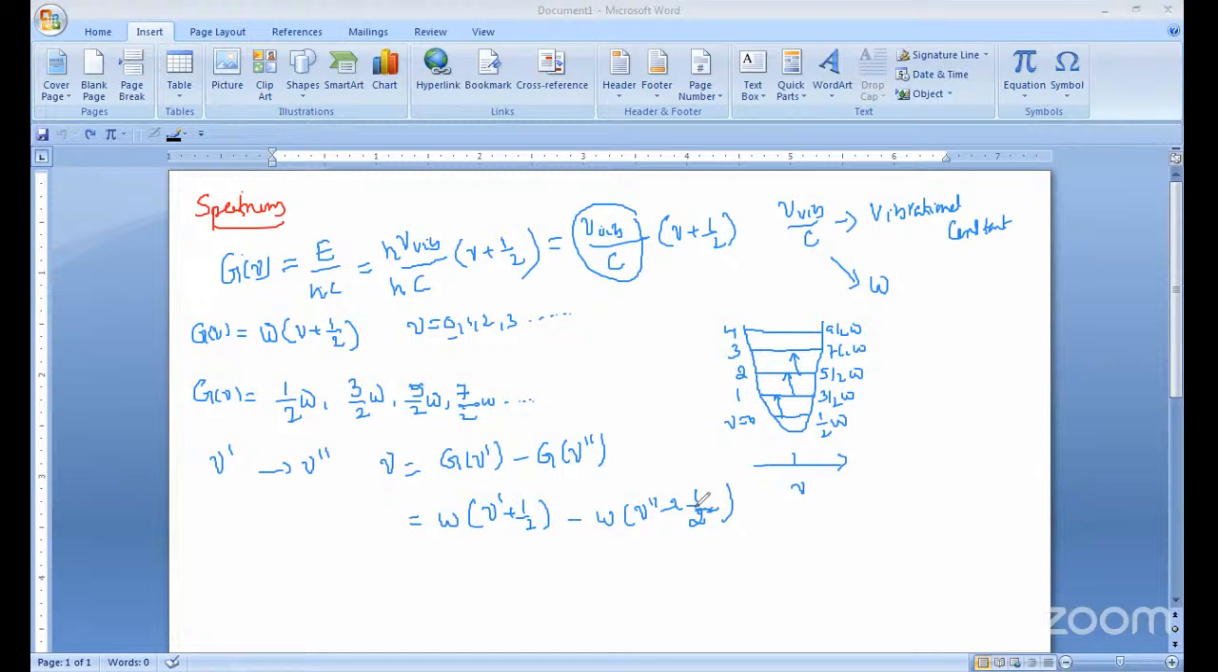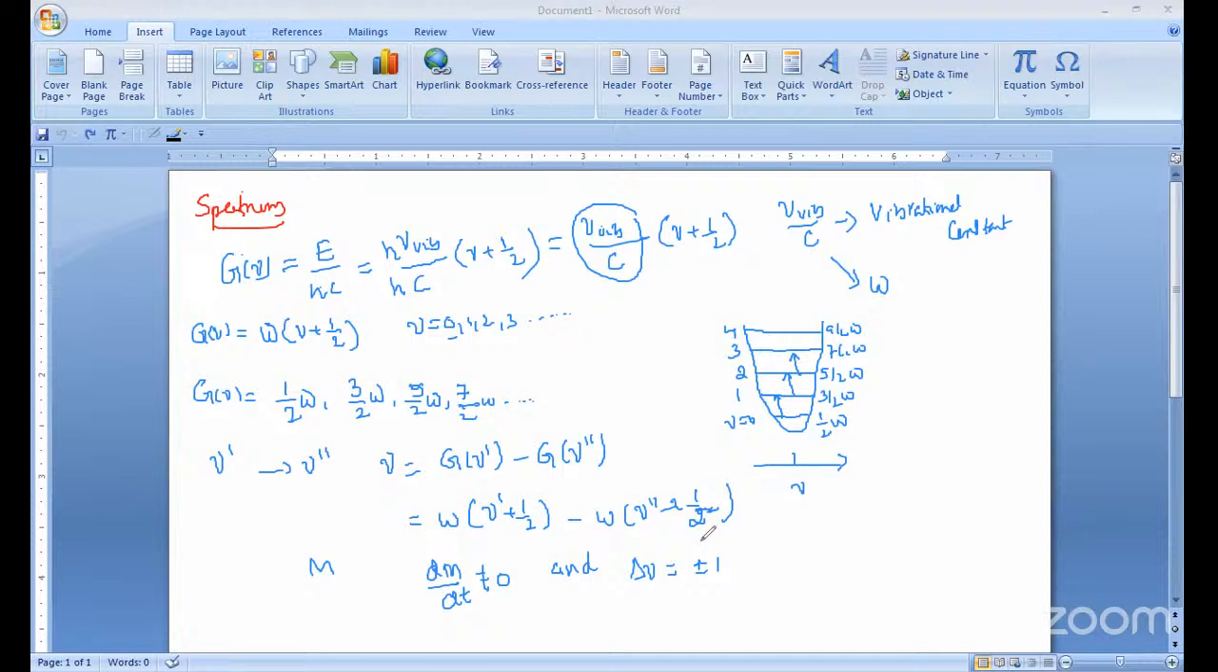So, for a harmonically oscillating molecule of dipole moment M, the matrix element is found to be non-vanishing, which is nothing but dM by dt, which is not equal to 0. And this delta v may be plus or minus 1 only. Delta v, you are going to have only plus or minus 1.